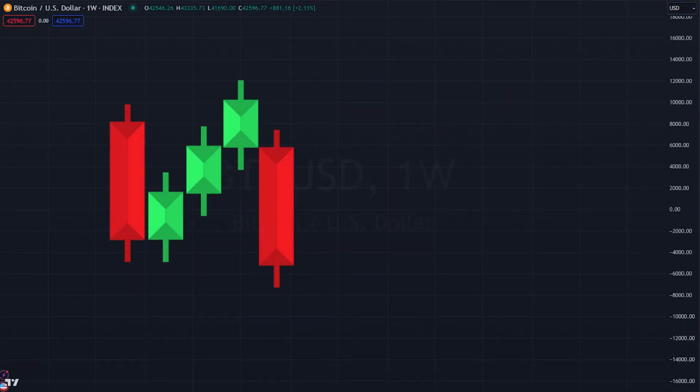Next up, we have the falling three. This pattern shows us that the bulls don't have enough momentum to reverse the current downward trend. The falling three is a bearish five-candlestick pattern that signals a temporary interruption, but not a reversal of the current trend. This pattern is identified by two large-bodied red candles at the beginning and end, with three smaller green candles in the middle moving countertrend.